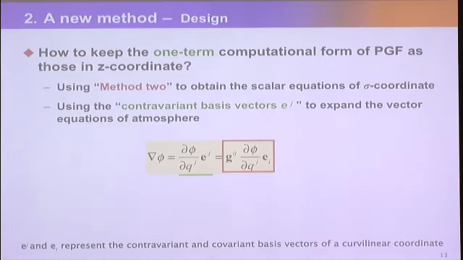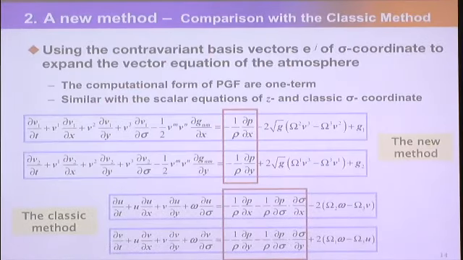Then, how to keep the 1 term of computational form of PGF in a sigma coordinate? We go back to see this. This is the scalar gradient formula in a curvilinear coordinate. You can see if we use the covariant basis vector, they are always the summation. But when we use the contravariant basis vector, there's only 1 term in every direction. That is to say, if we use the contravariant basis vector of the sigma coordinate to expand the vector equation of the atmosphere, we will get the 1 term of computational form of PGF. That is what we get.